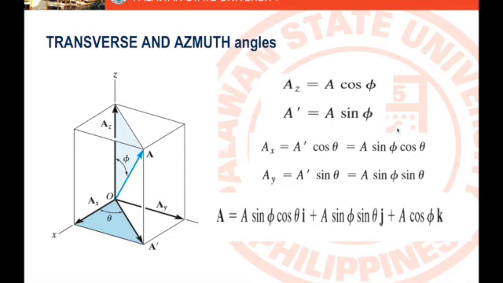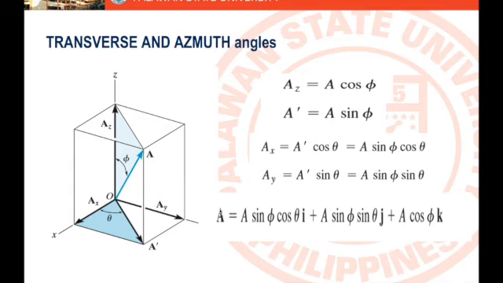Okay, so I think it would be easier to understand the trigonometry behind it so that you can write these equations. Or again, memorize. Ay, on the other hand, is opposite the theta angle. That's why it's A prime sine theta. Again, we know A prime is A sine phi. That's why we have A sub y is equal to A sine phi sine theta.